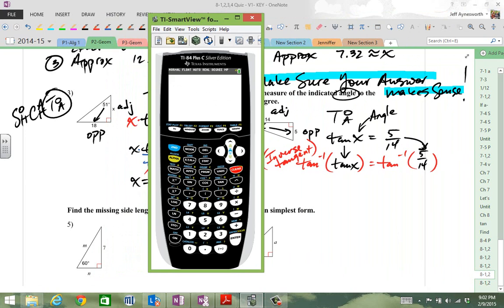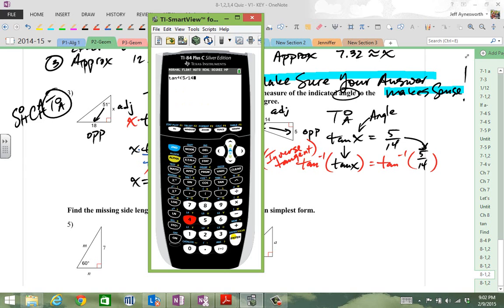Okay, let's clear out the calculator. Go second tangent and look at the symbol right above it. You'll see it right there. It looks like tangent to the -1 power, but you don't say that, okay? You say inverse tangent of, not times, but of 5/14. 5 divided by 14. You just type it in. It's easy.